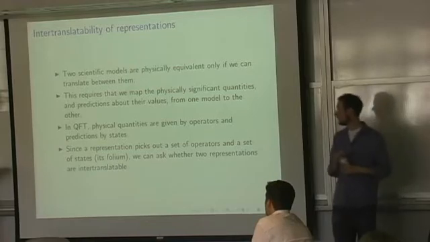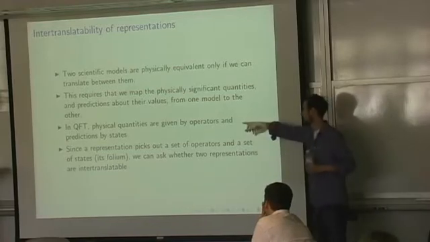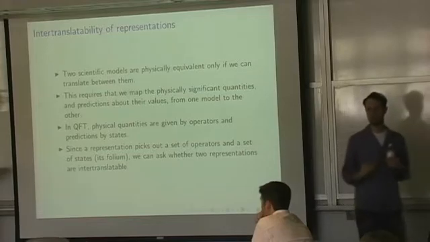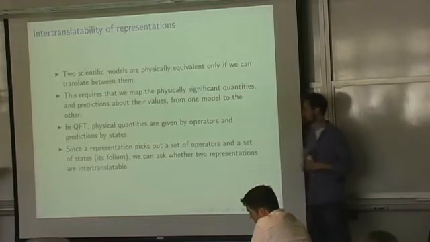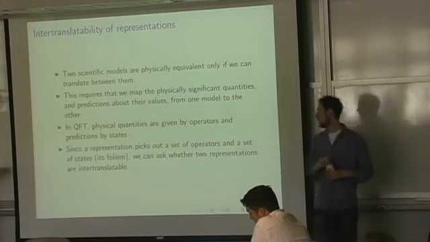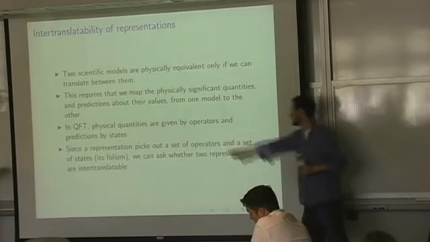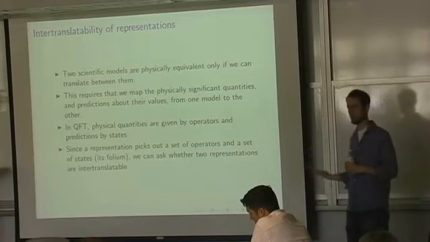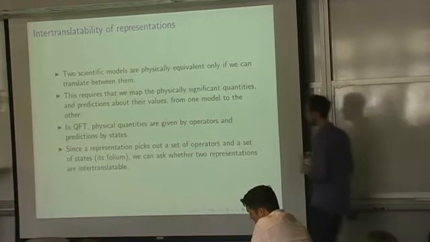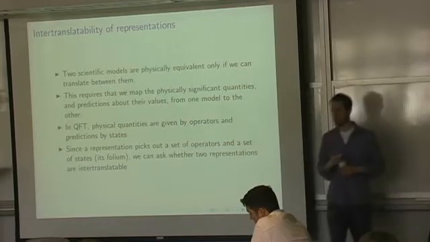Well, in quantum field theory, our physical quantities are given by operators and our predictions are given by states, which tell us what the expectation values for those operators are. So, since a representation picks out a distinguished set of operators and a distinguished set of states, which we call the folium of the representation, we can indeed ask, are two representations intertranslatable?